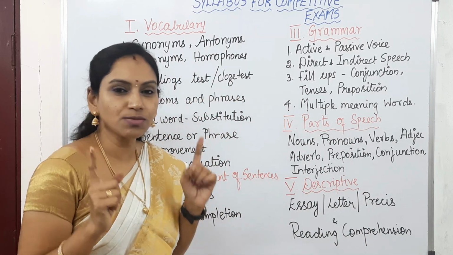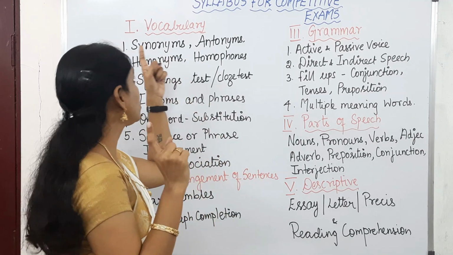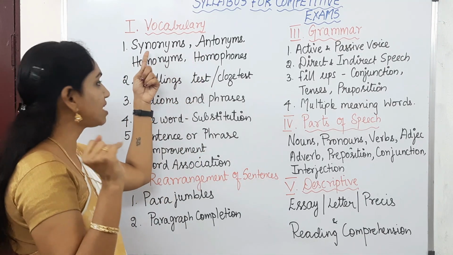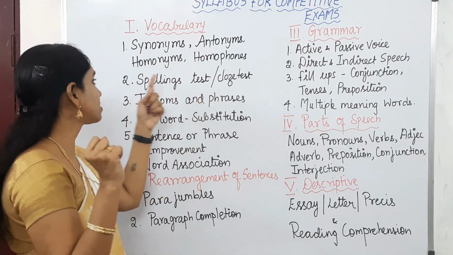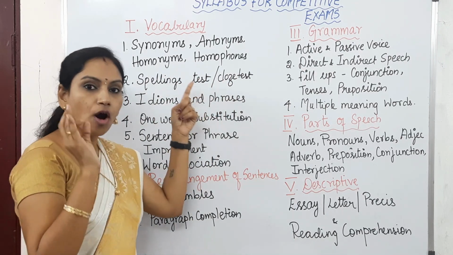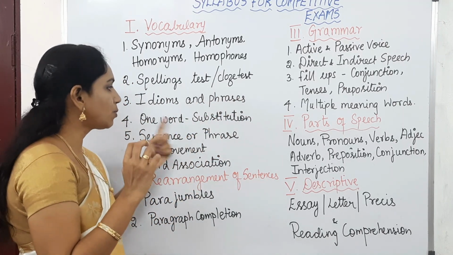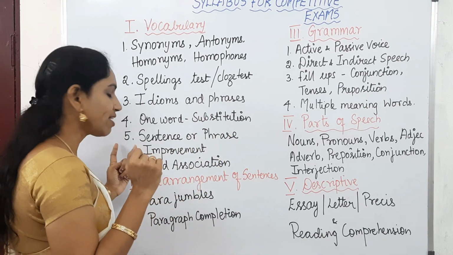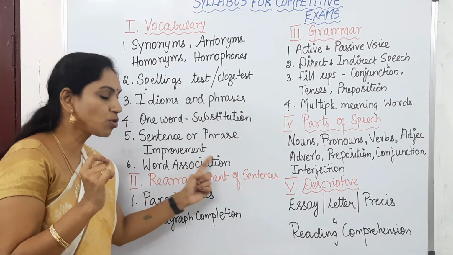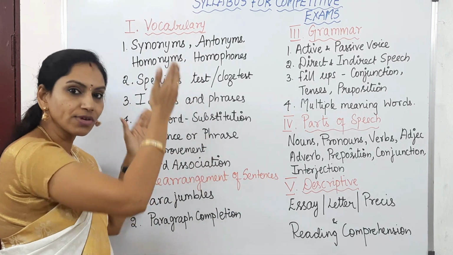Your general syllabus will have 5 subdivisions in total. Number 1, the basic one, is vocabulary. Under vocabulary, you will have synonyms, antonyms, that is, synonyms are meanings and antonyms are opposites, homonyms, and homophones. Next, number 2 is spelling test or cloze test. Number 3 is idioms and phrases. Number 4, one word substitution. Number 5 is sentence or phrase improvement. Number 6 is word association. This is under vocabulary; you will have this set of questions.